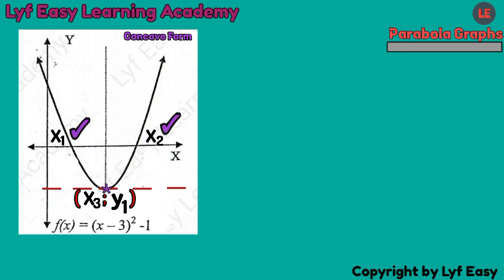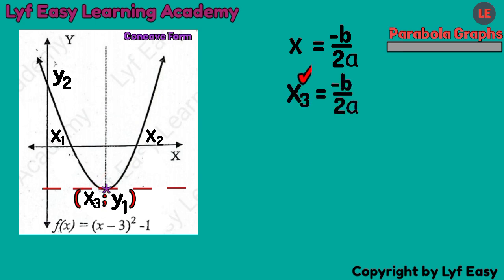Remember, these points on the parabola graphs are x-intercepts, then this is a y-intercept, we name it y2. We do this naming so it's going to be clear. So, how do we find this vertex on a given equation? We have this formula to find this x3, which is x3 equals negative b over 2a. We substitute in this formula the values of the given equation.